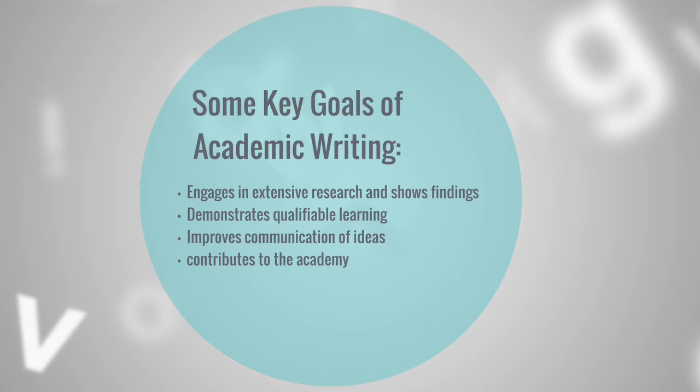Some key goals of academic writing: engaging in extensive research and showing findings. In a lot of ways, the academic essay is just the tip of an iceberg of all of the research and exploration and deep and critical thinking we've done. And then we demonstrate qualifiable learning. So it's a chance for you to show your ability to think through ideas, connect dots on different ideas. And it also improves communication, so how well you're able to convey your thoughts, ideas, opinions, arguments. That's a key goal for us.